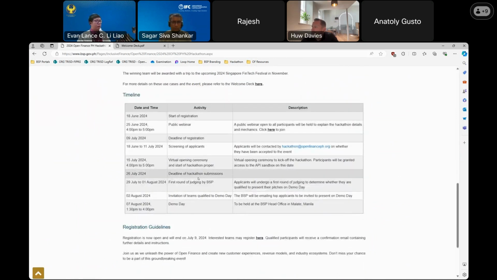We also have the schedule of activities here, and the registration guidelines as well. Don't forget that registration is now open and will end on July 9, 2024. Interested teams may also register through the link here within the BSP website.